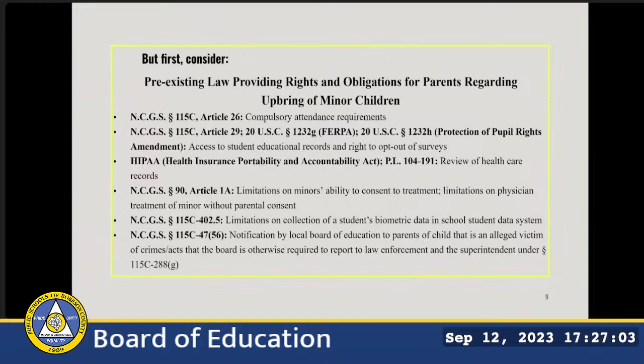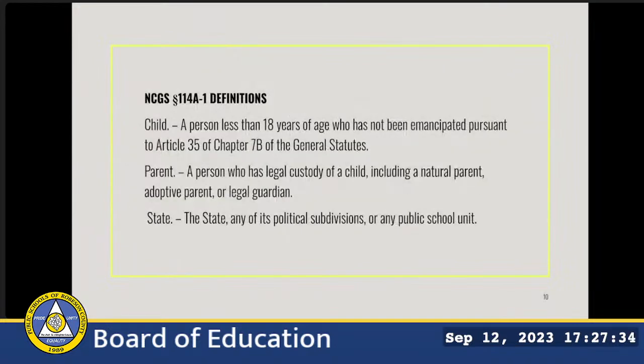Then we've got in the public school laws, General Statute 115C-42.5, limitations on collecting biometric data, and in 115C-47, which is the powers and duties of local boards of education, subsection 56 is notification by the Board of Education to parents of a child who's alleged to have been the victim of a crime in school. All right, so those are all pre-existing law, state and federal, dealing with some of the same things that are dealt with in the Parents' Bill of Rights.